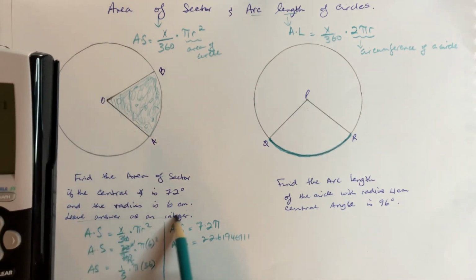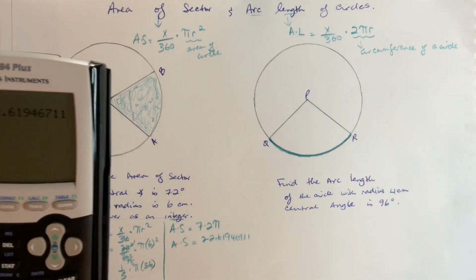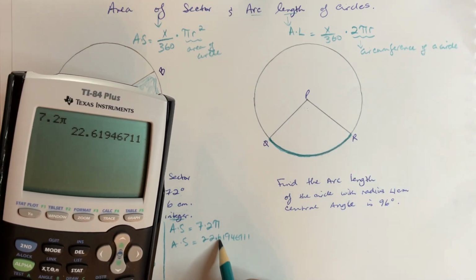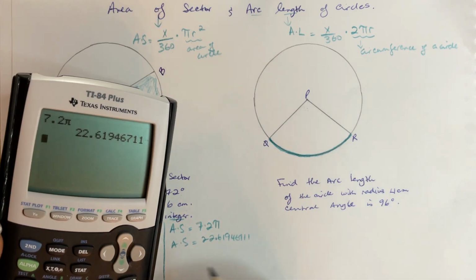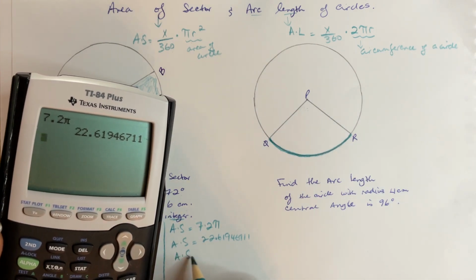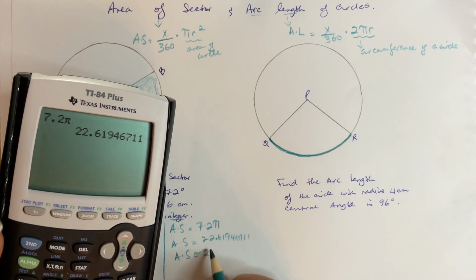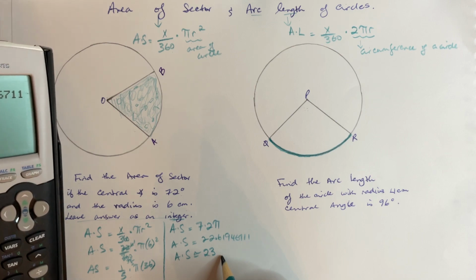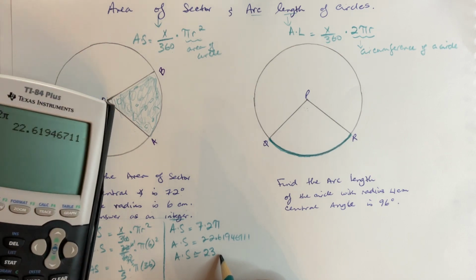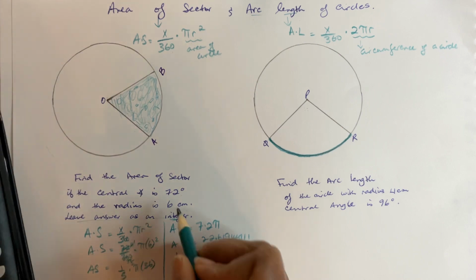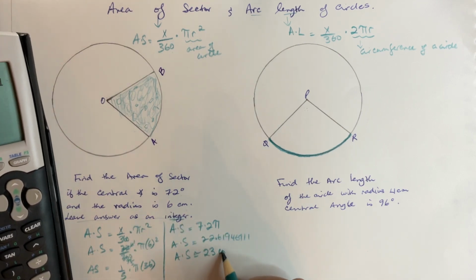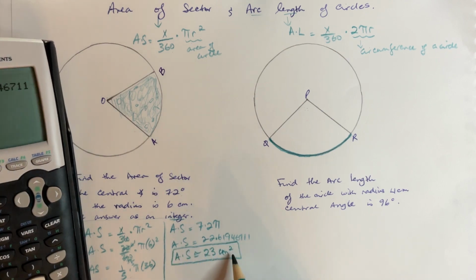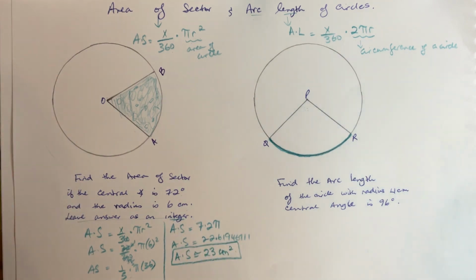Now it says to leave your answer as an integer. Integer meaning not a decimal, it's a whole number. So the number after the decimal here is a 6. It's 5 or more than 5. So I am going to write AS is approximately 23. And we use the unit of measure, centimeter, cm square. We're talking about area of a sector, so we have to use square units in our answer.